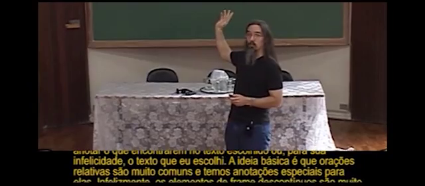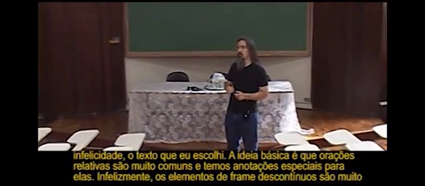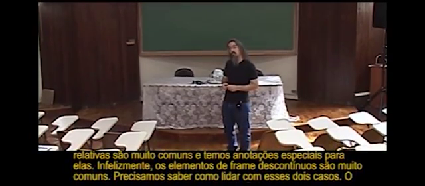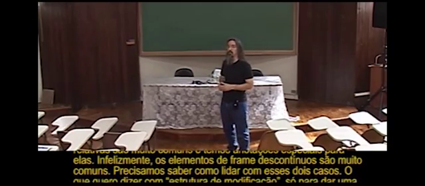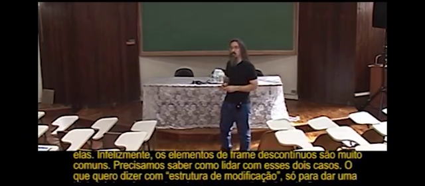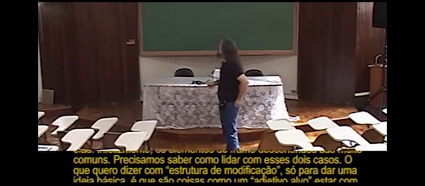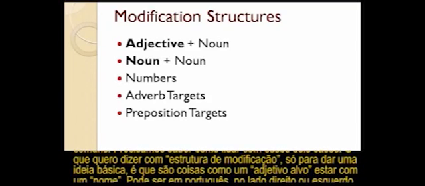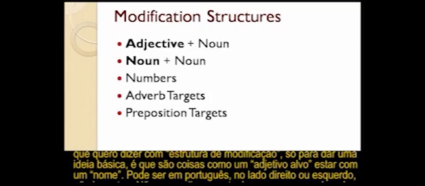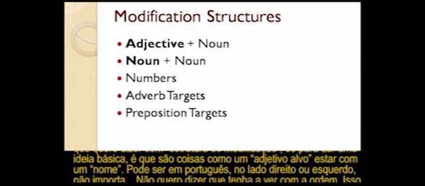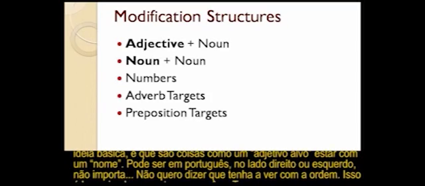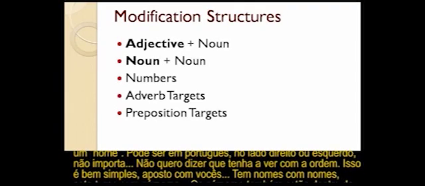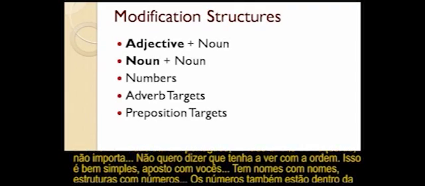The basic idea is that relative clauses are really common, and we have a special annotation for them. Also, unfortunately, discontinuous frame elements are pretty common, and so you need to be able to handle both of those cases. So what do I mean by modification structures? Just to be really basic, I mean things like when an adjective target is with a noun. In Portuguese, it could be on the left side or the right side. That doesn't matter. I'm not meaning anything by the order. But the idea is things like red balloon.